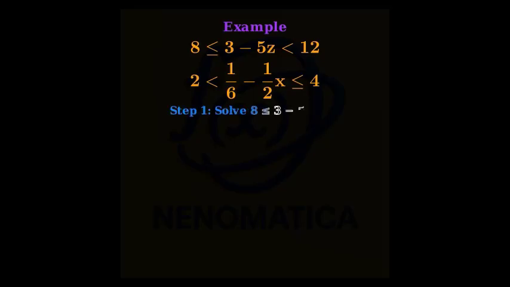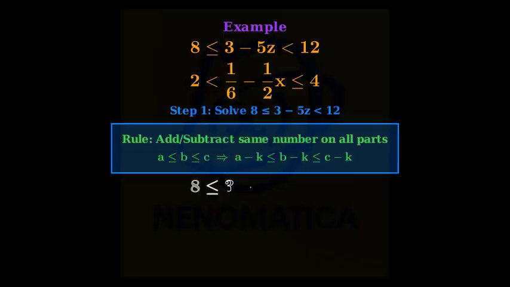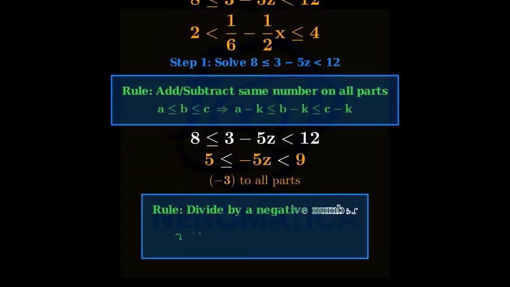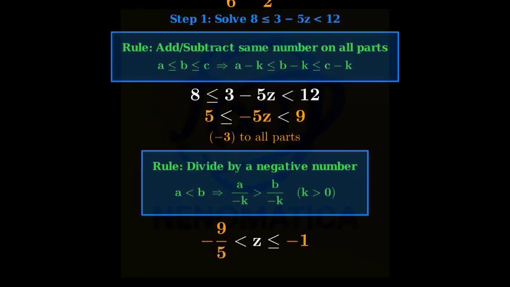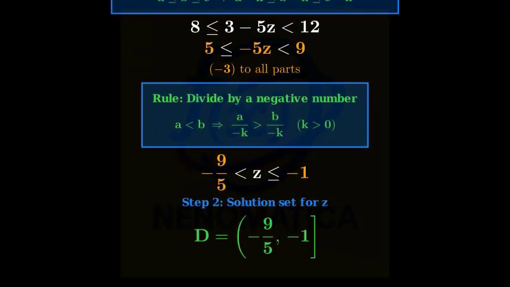Step 1. We solve the chain inequality for z. We can add or subtract the same number from all 3 parts. Here we subtract 3. Now we divide by -5. Remember, dividing by a negative flips each inequality sign. Arrange the result. Step 2. Express the solution set for z in interval notation.